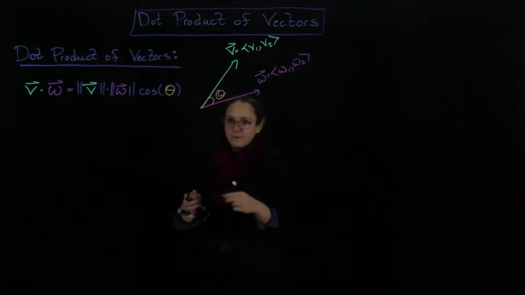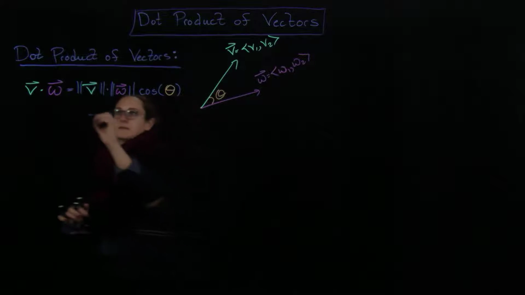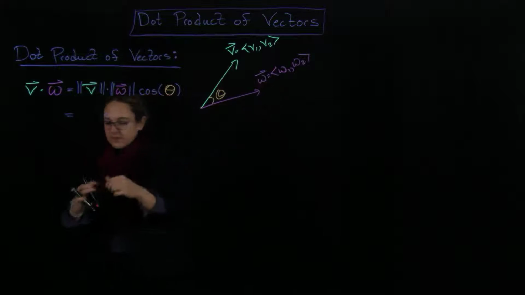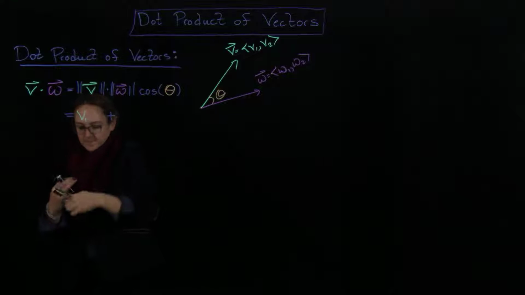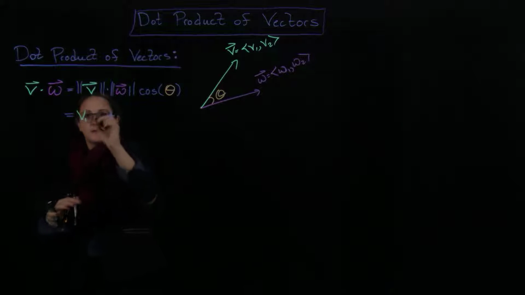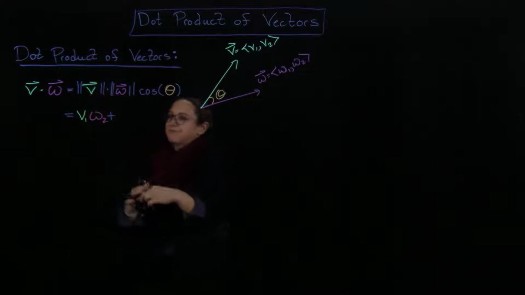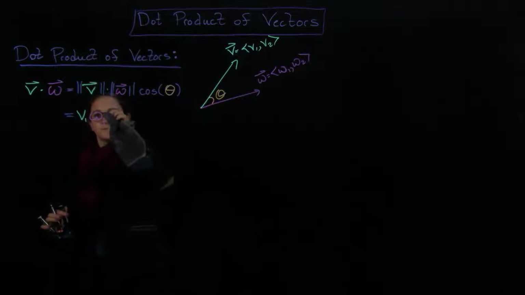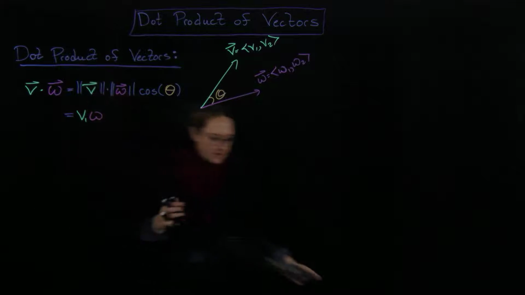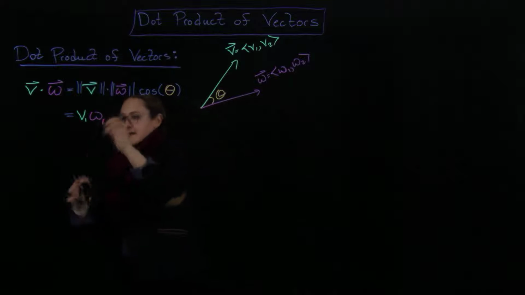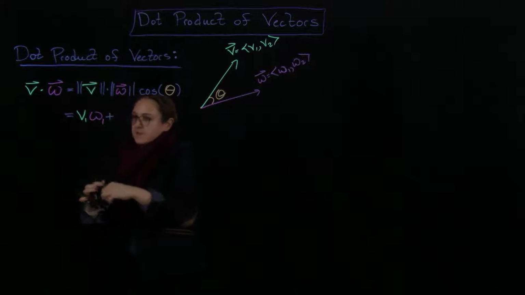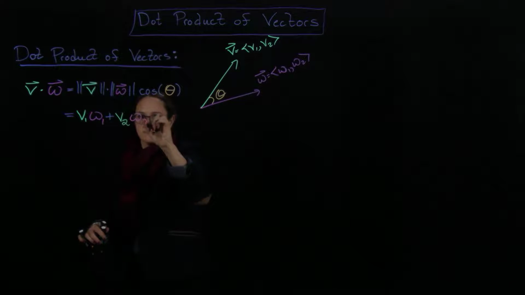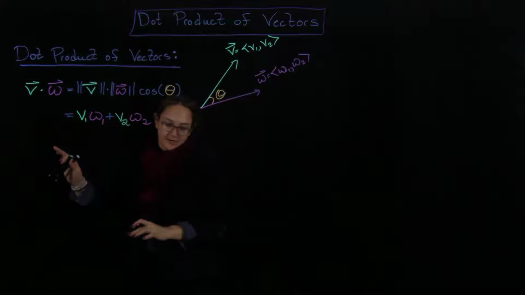So this is one formula for it, but one that is maybe a little easier to work with is that we take v1 times w1 and add to that v2 times w2. Okay, and that's what the dot product of vectors is.